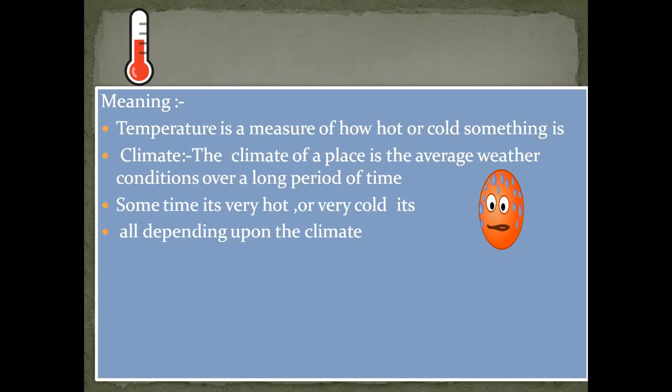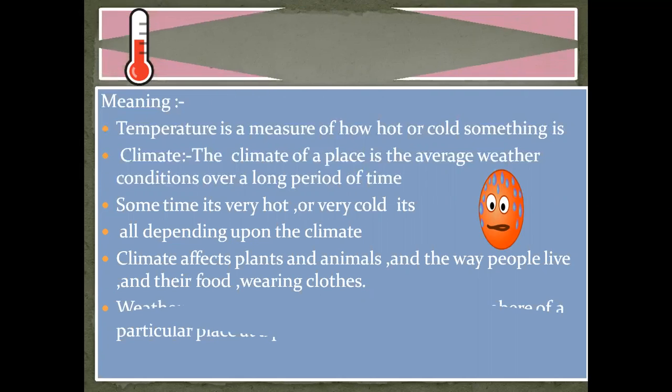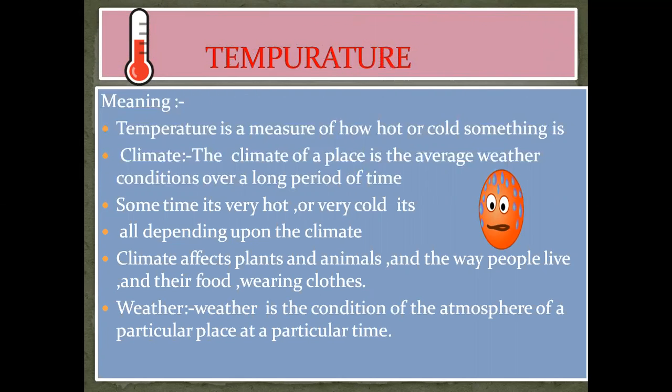It's all depending upon the climate. The climate affects the plants, animals, and human beings. So the climate is not only an effect for the plants and animals, it affects human beings also. And how does it affect? It affects the way people live, their food and their clothing also. We all have to depend upon the climate.